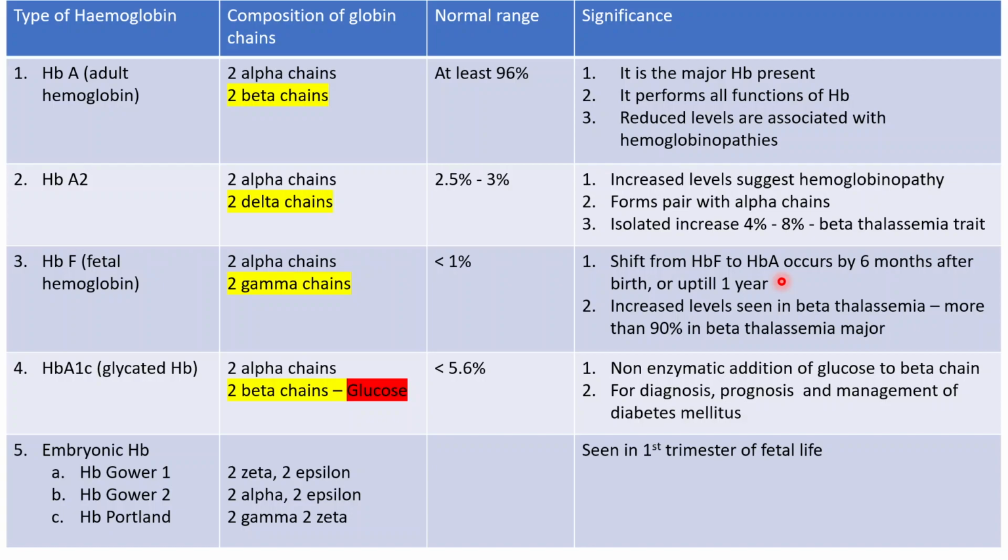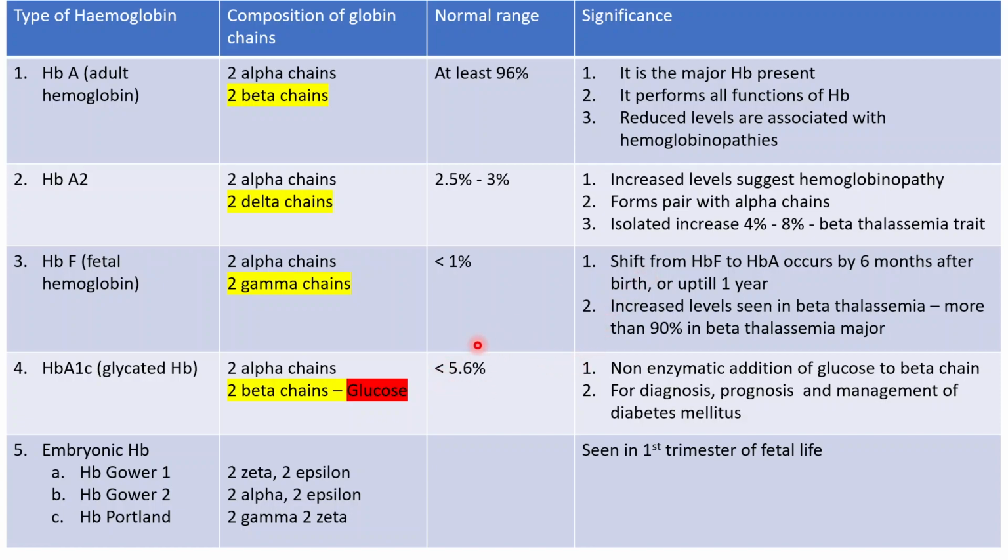Okay, so when the newborn is born, he has hemoglobin F; the major hemoglobin present is hemoglobin F. But by 6 months of life, all the hemoglobin F is converted to hemoglobin A, or sometimes it might even extend up to 1 year. So the normal level of 1% is seen from 6 months to 1 year onwards.